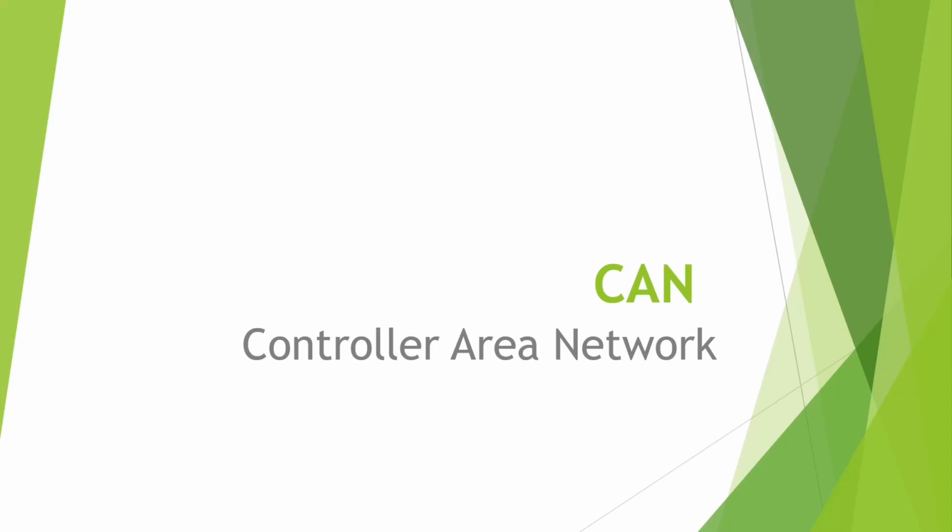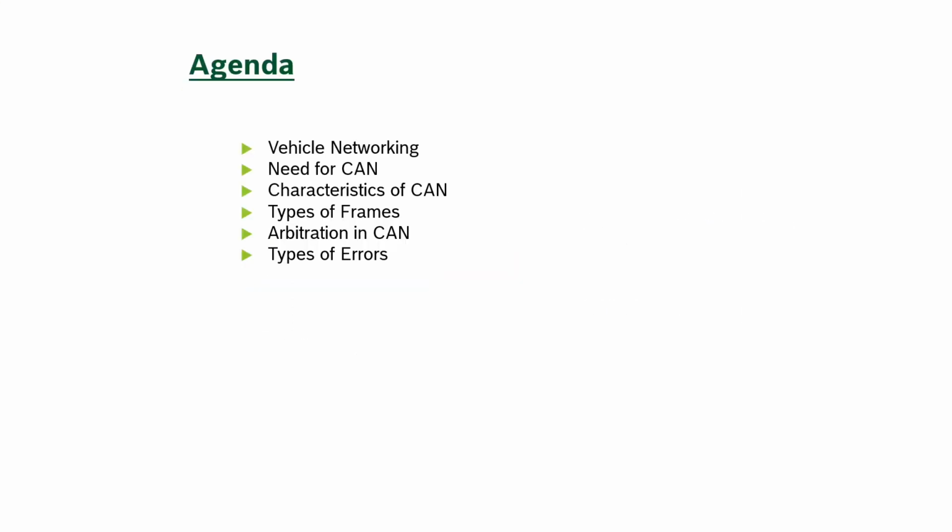Hi everyone, today we are going to discuss CAN, Controller Area Network. It is a communication protocol widely used in the automotive domain. Here we will be discussing vehicle networking, need for the CAN protocol, characteristics of CAN, types of frames, arbitration in CAN, and types of errors during transmission.